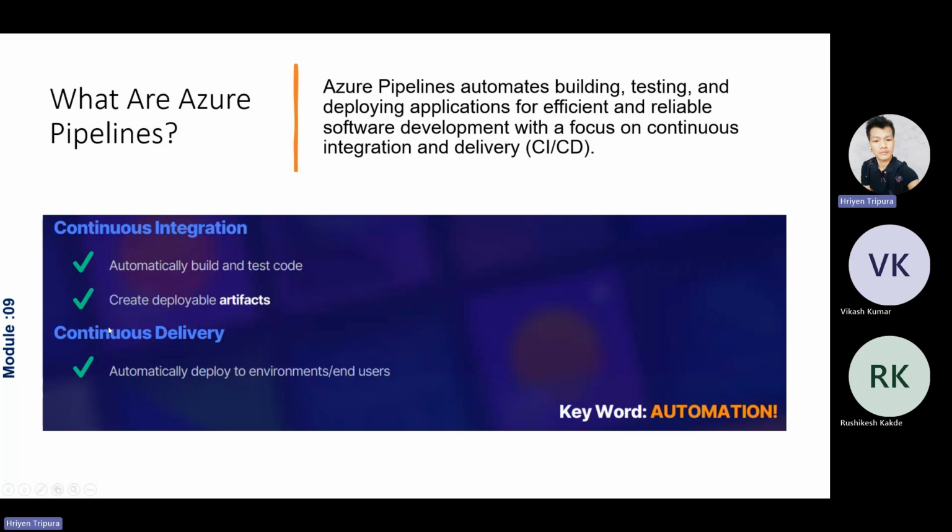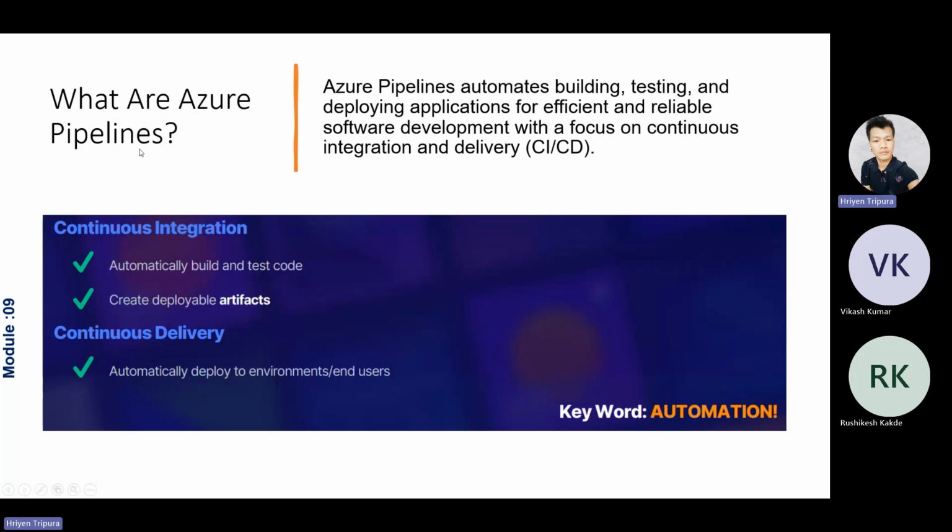Second, continuous delivery. So automatically deploy to an environment or end users. That means, whatever artifacts there are, you automatically deploy to a certain environment or end users. In my case, it's a web app, or any platform, could be not just Azure. It could be AWS, any platform, depending on your requirement. But if I talk about Azure CI, it should be Azure itself.